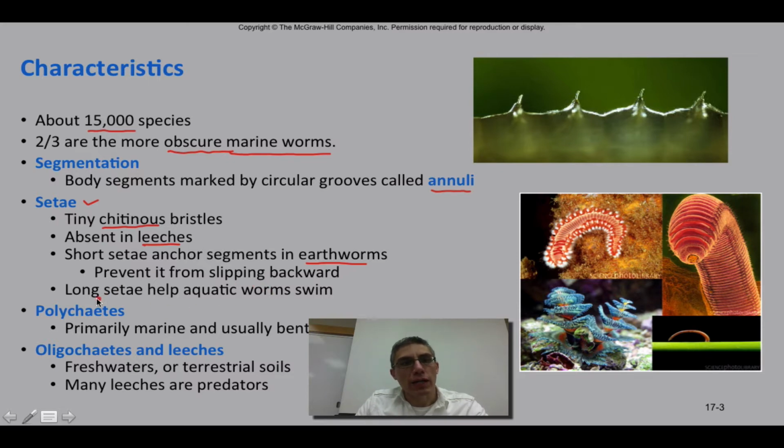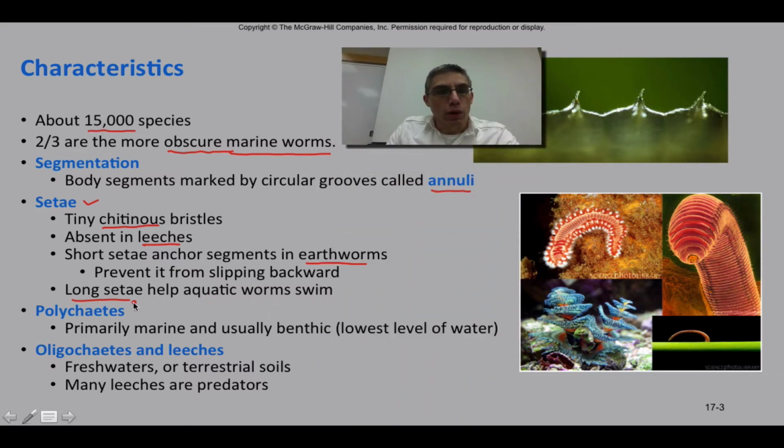Now, sometimes we'll see annelids with very long setae, and in this case, it's going to help these worms actually swim throughout their environment. Now, there's actually a couple of particular groups of annelids that we're going to look at in class, and the first group is going to be the polychaetes. The polychaetes are primarily marine, and they're usually found in the lowest level of water in the environment. So whether this is a lake or maybe an ocean or a sea, they're going to be found in these particular areas. And usually we refer to these areas as the benthic area for that body of water.